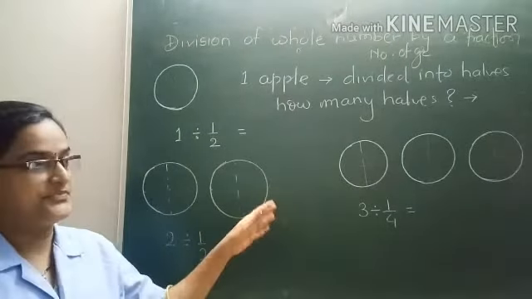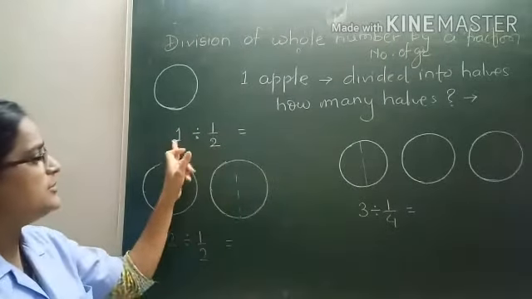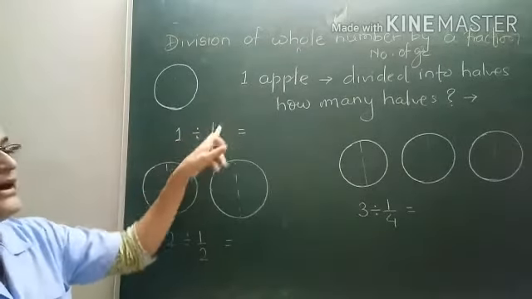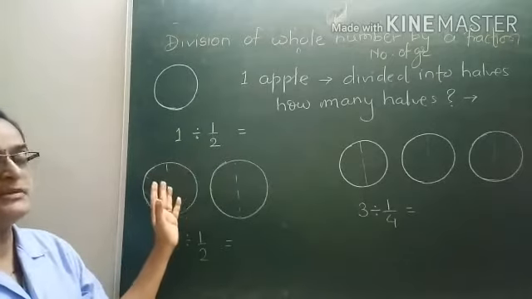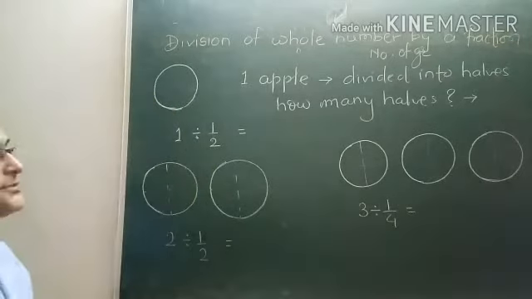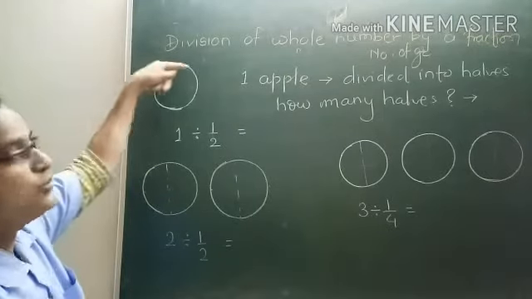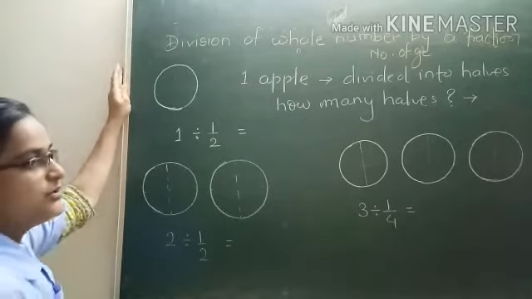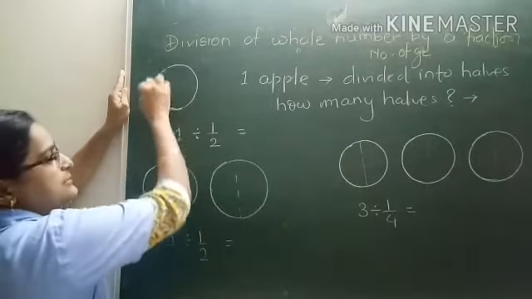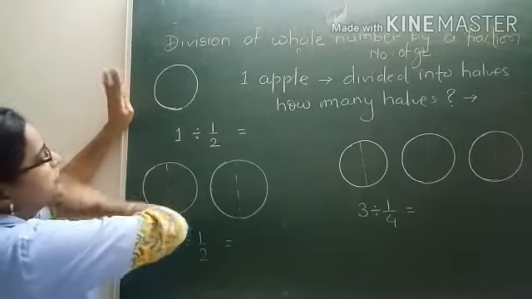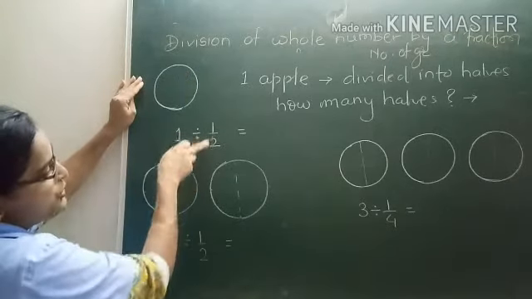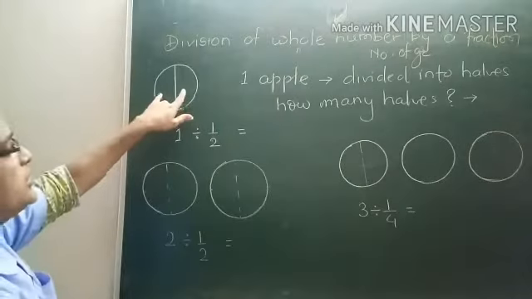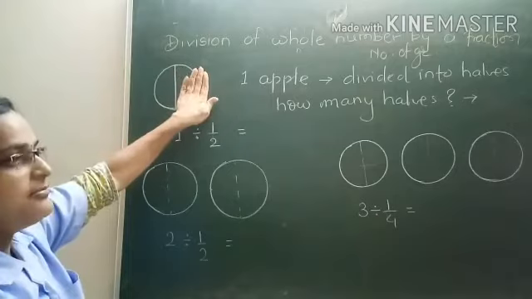Now let us see how to divide a whole number by a fraction. Let me consider this division: 1 divided by half. Let me explain it with the help of an example. Suppose I have one apple over here. It is easy to cut an apple, so I have considered an apple. You can consider anything. So I have one apple, or you can say one roti. Now what am I going to do? I am going to divide it into half parts. So I have divided this one roti or one apple into half parts.